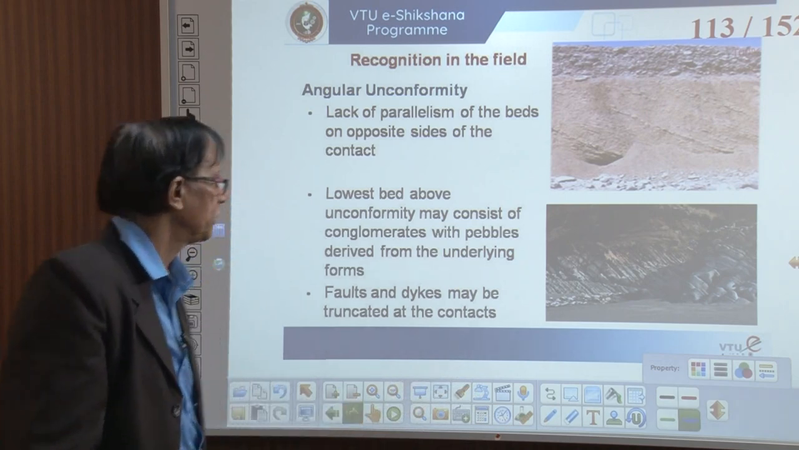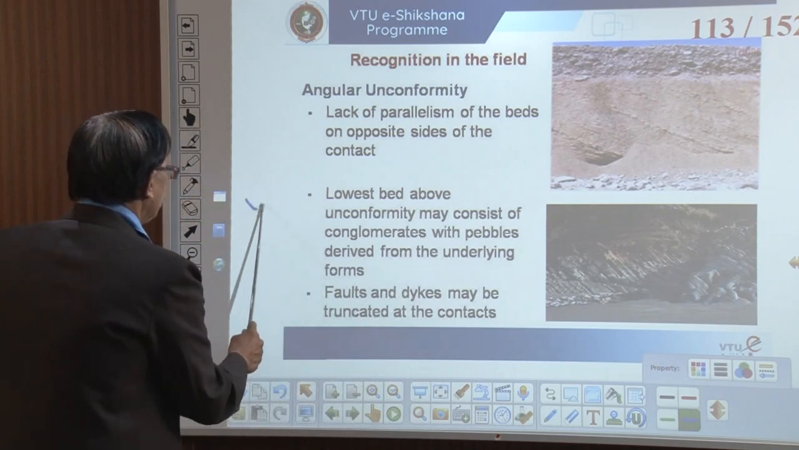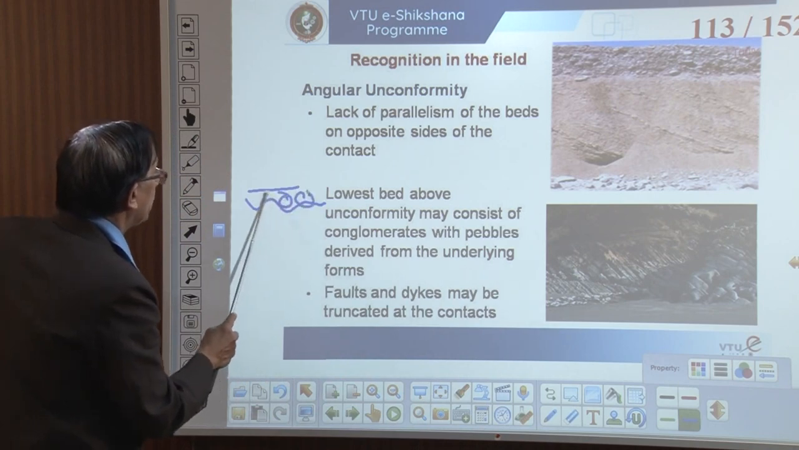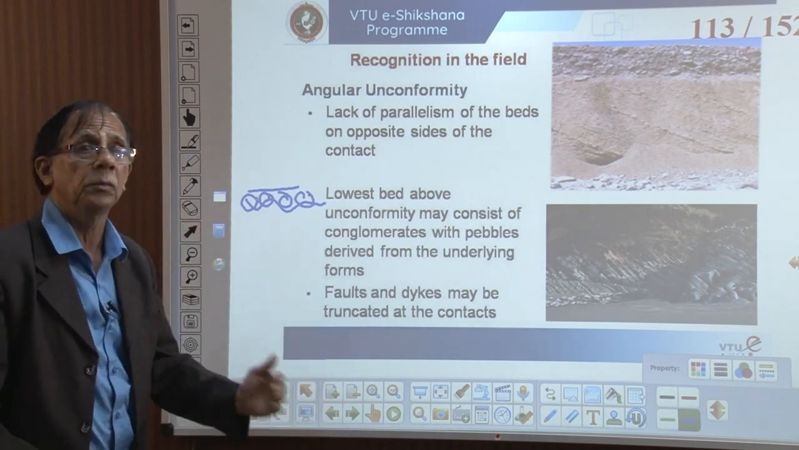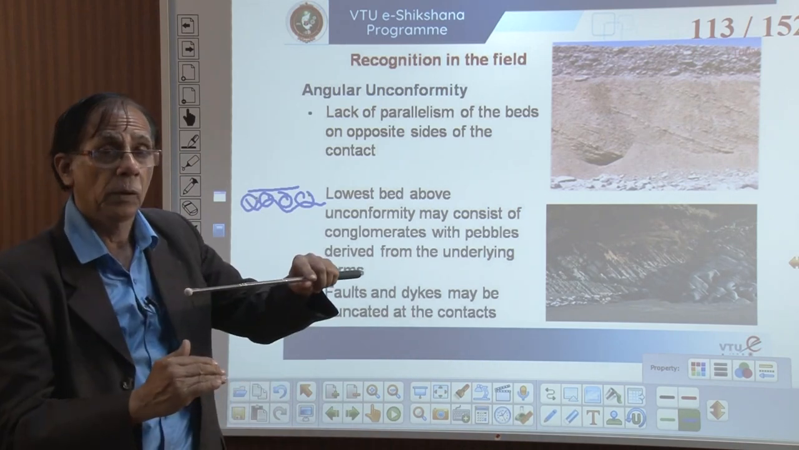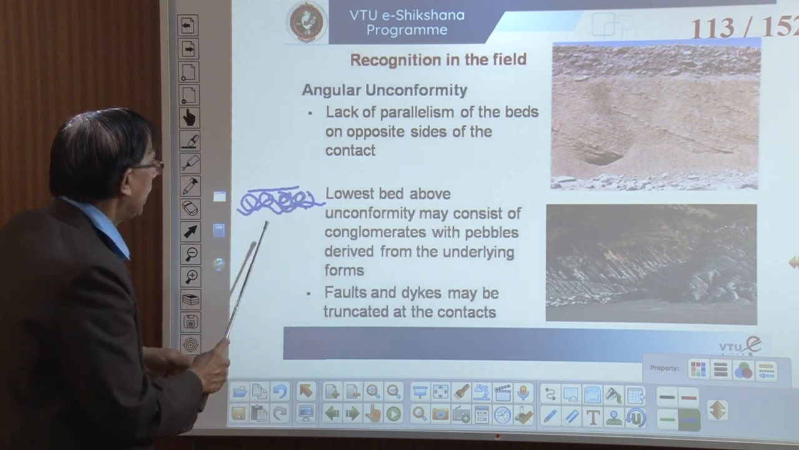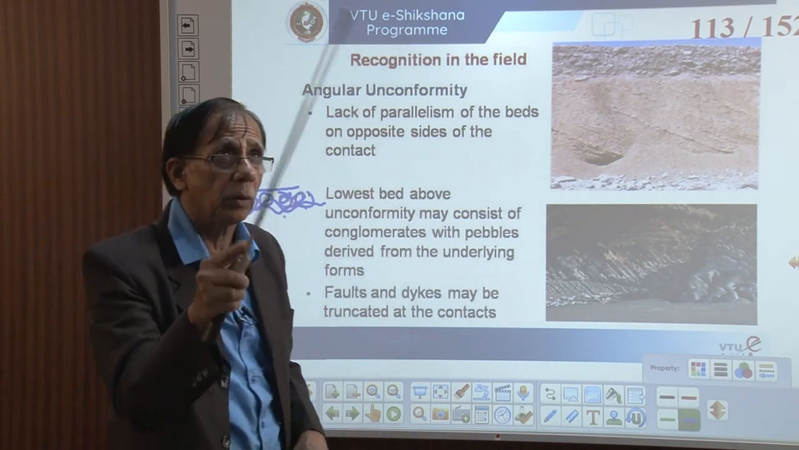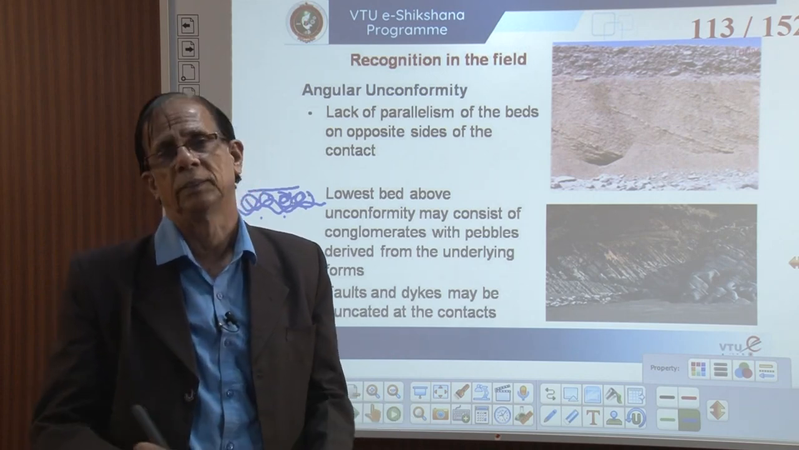The lowest bed above the unconformity consists of pebble-rich rock, called conglomerate. Presence of conglomerate may indicate an unconformity. If above a particular horizon I have a conglomerate, I suspect an unconformity below this conglomerate. So if I come across a conglomerate, below that there must be an unconformity.